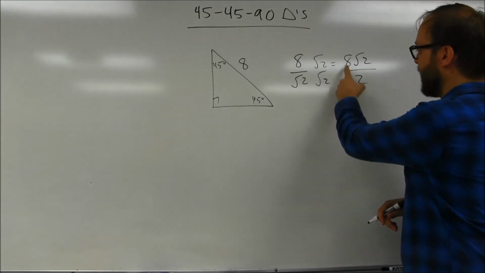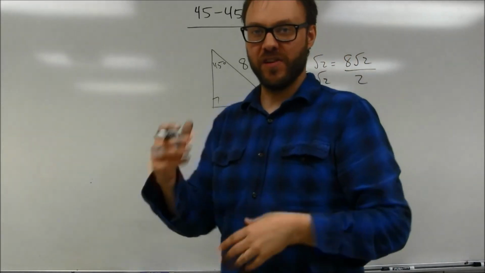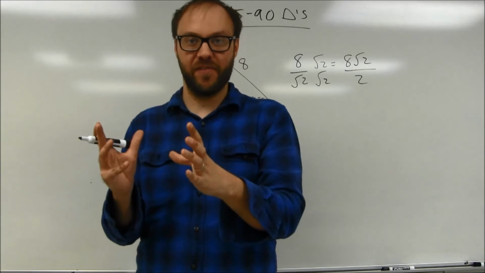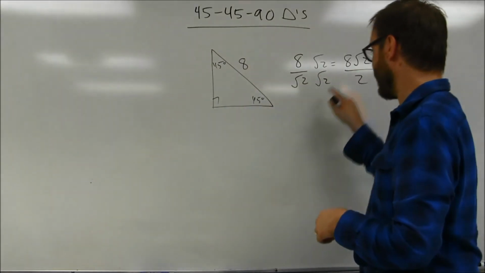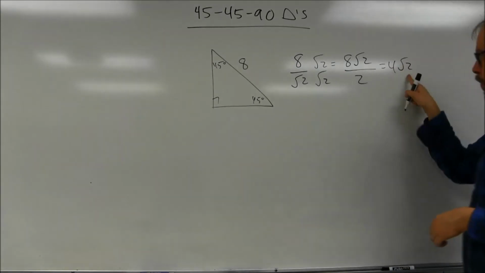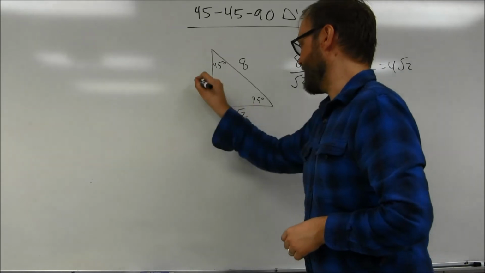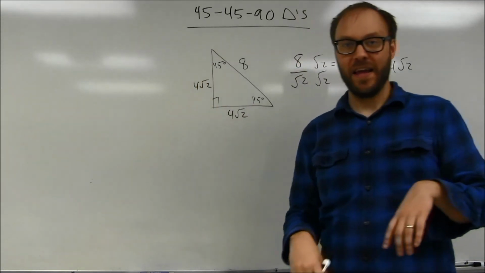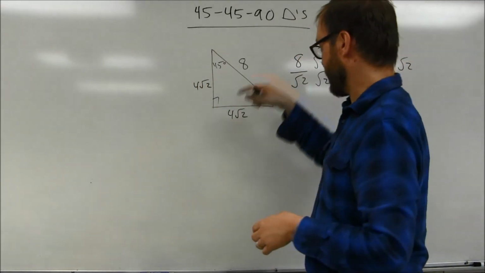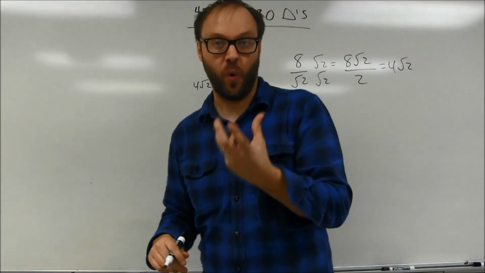If this whole number divides into that whole number, go ahead and divide it, okay? If it was 7 radical 2 and 2 doesn't go into 7, just leave it as a fraction. But if the whole number divides into the other whole number, divide it out. In this case, this is going to be 4 radical 2. So this side is 4 radical 2, this side is 4 radical 2. And again, it looks weird because we're expecting to see the radical 2 up here. But if you check, the pattern still works.